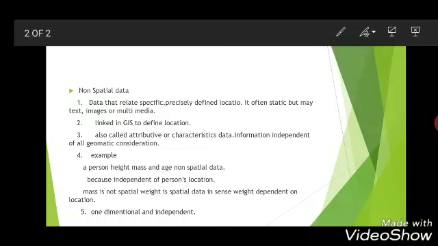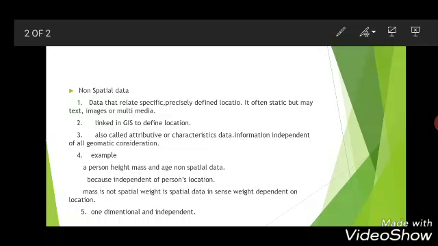Now, non-spatial data. The data relates to a specific, precisely defined location. The data are often statistical but may be text, image or multimedia. And the non-spatial data are linked in the GIS to spatial data that define the location. Non-spatial data are also called attribute or characteristic data. It is data information which is independent of all geometric considerations.